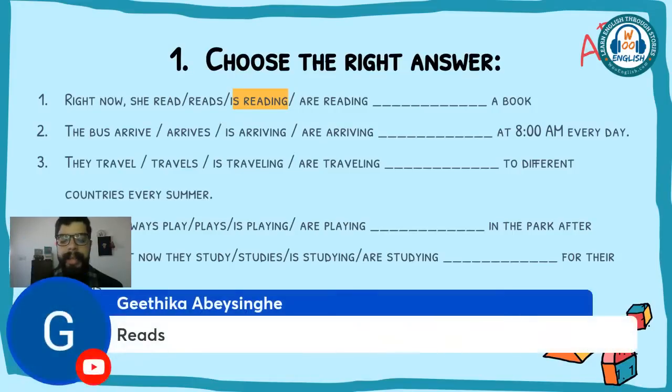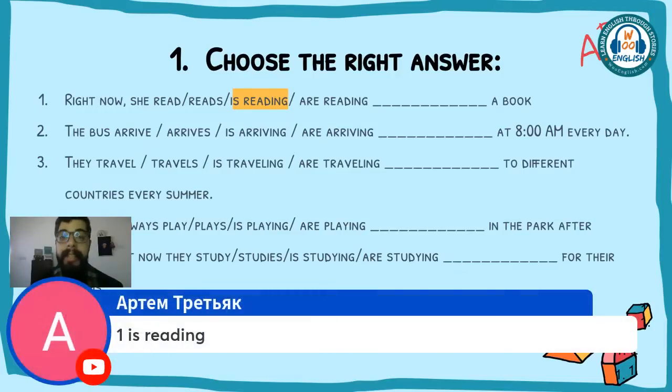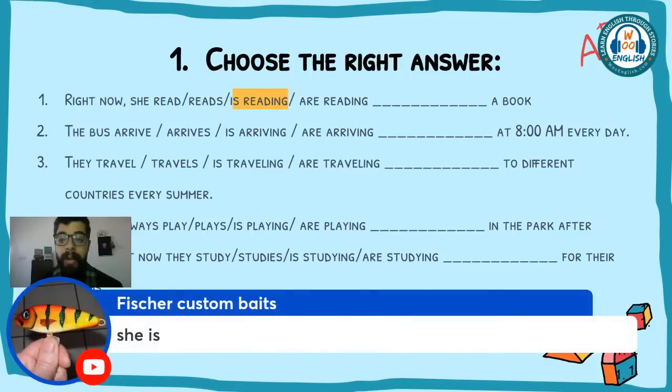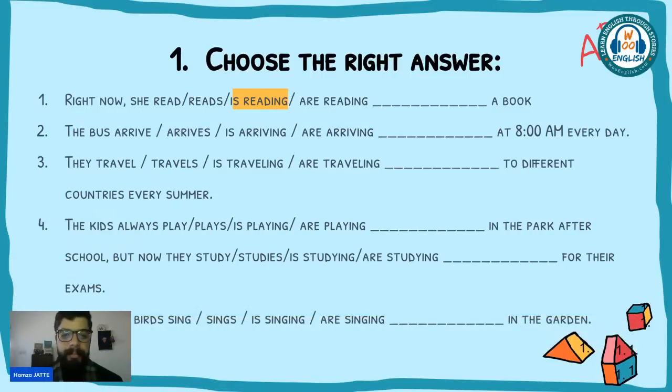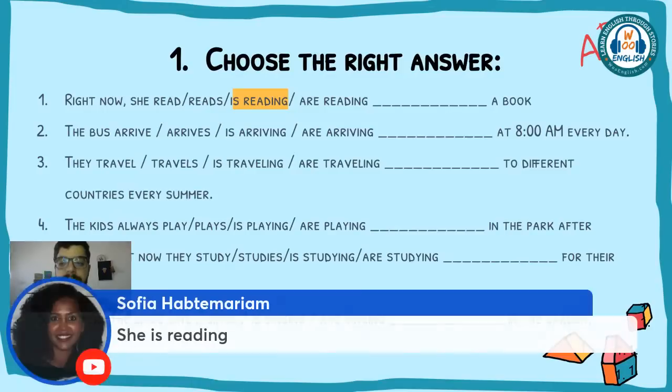She reads. Okay, Getika. But pay attention, Getika, because we have the word now, all right? Meaning, this is the present simple. This is the present continuous, like Artium said. Jan also said she is, meaning she is reading. All right. Number two, she is reading.